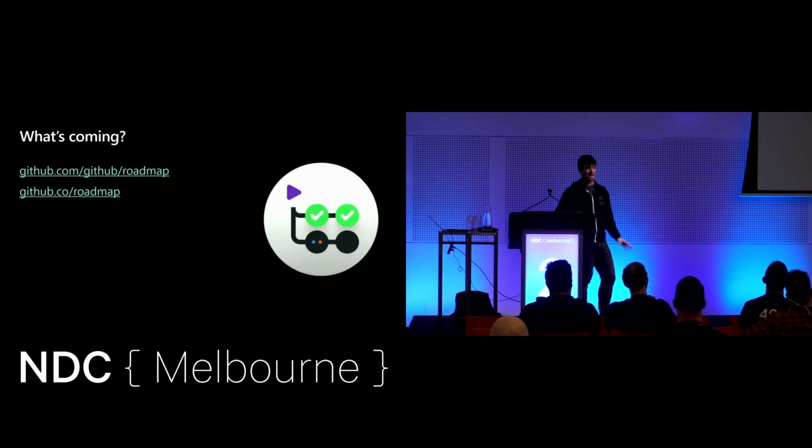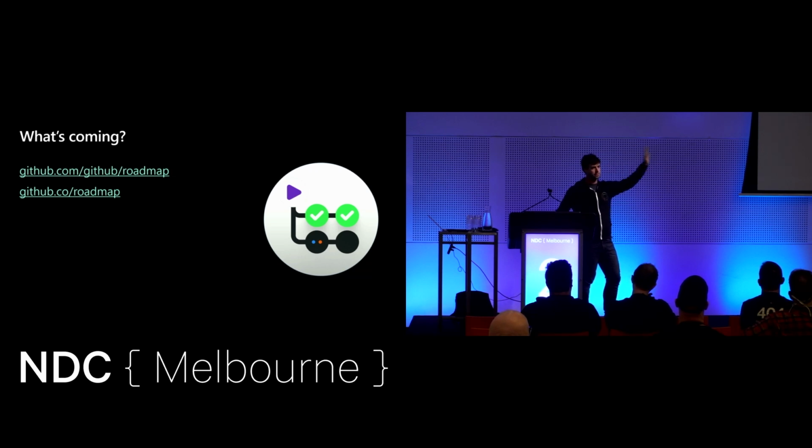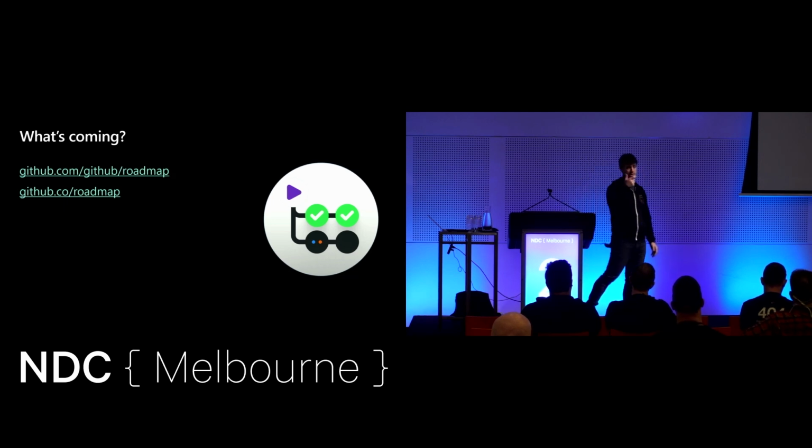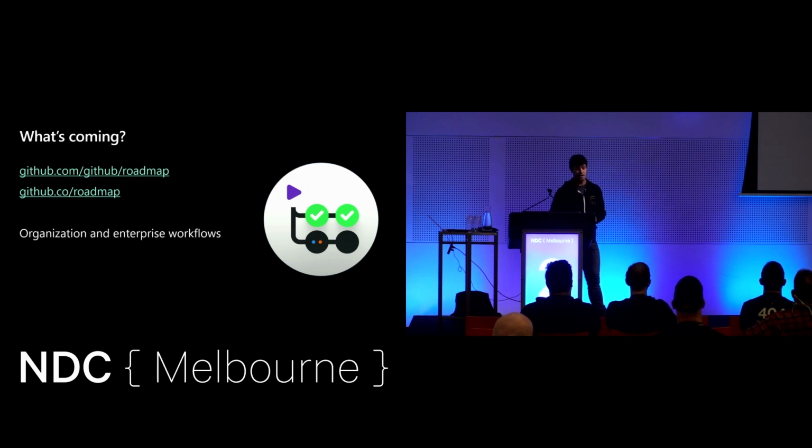Some things that are coming, and again, the easiest place to find them out is github.com/github/roadmap, which will take you to the repository that has all this information. But then github.co/roadmap is a project board that shows you all of the things that are available and what quarter they're going to be in. You'll find an Actions tab if you just want to filter it to those, or you can go through all of the things that are going to be available, drill into the issues to find out exactly what they are and what they're for.